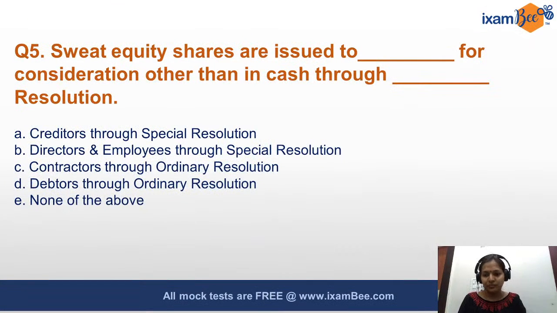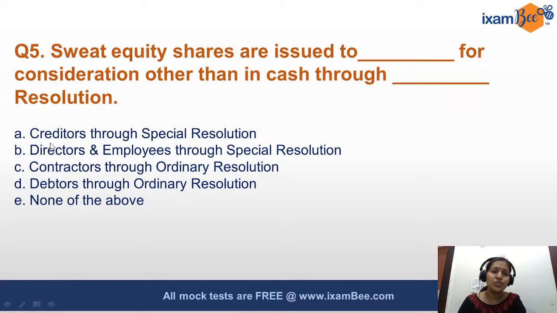Fifth question. Sweat equity. It's a very important concept, again, a very recurring concept that SEBI keeps asking about. So sweat equity, these are shares, who are they issued to, and if they are being issued, how are they approved? Okay, so sweat equity shares are issued to dash for consideration other than cash through a dash resolution.